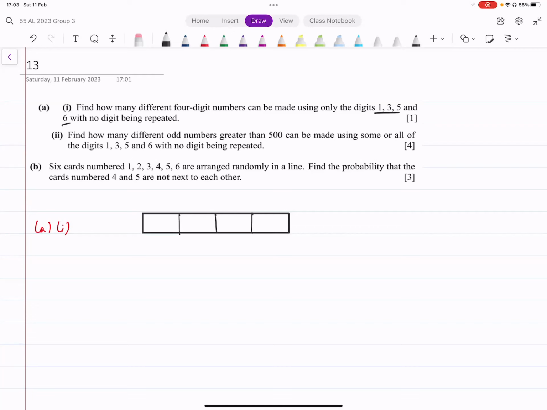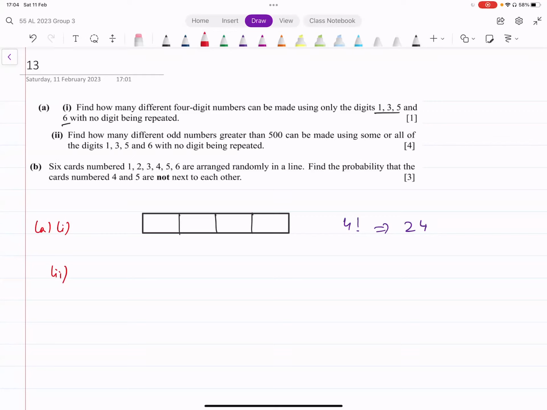If no digit can be repeated, that means you've got 4 choices for the first one, 3 for the next, 2 for the next, and then 1. So that's 4 factorial. Okay, so that's going to be 24. That's the first part, pretty straightforward. इसमें आपको सिर्फ 4 factorial से आपको direct result मिल जाता है because you've got 4 places and 4 objects, 4 things that you want to arrange in them. So that's pretty easy. Let's look at the second part now.